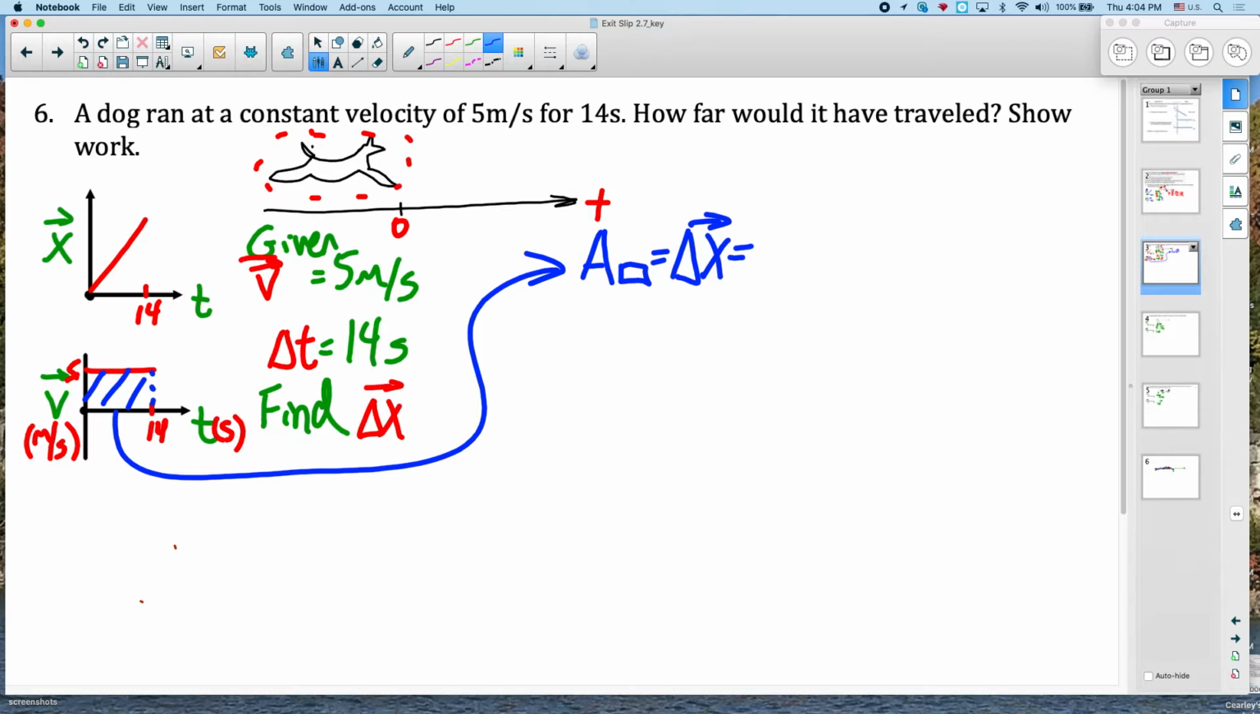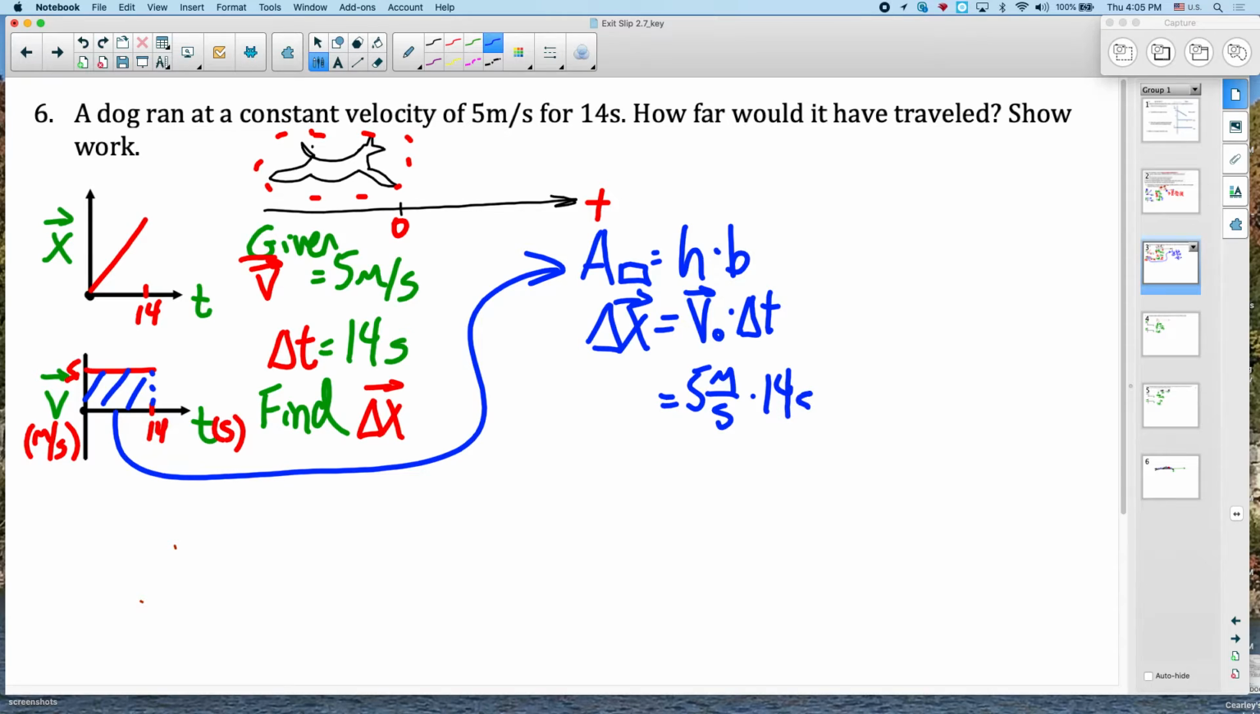The area of any rectangle we know is height times base. In this case, the height is the velocity of this dog, and our base would be our change in time. The velocity would be 5 meters per second, and our change in time was 14 seconds. 5 times 14, 5 times 10 is 50, 5 times 4 is 20, so that looks like it's about 70. Meters per second, seconds cancel out, and so we get 70 meters as the displacement.